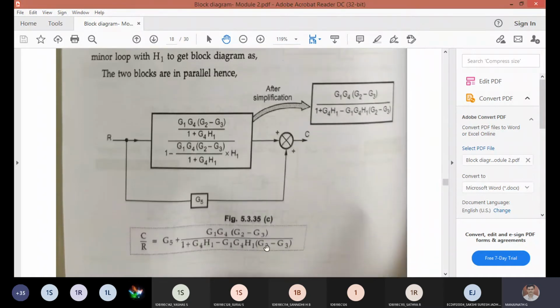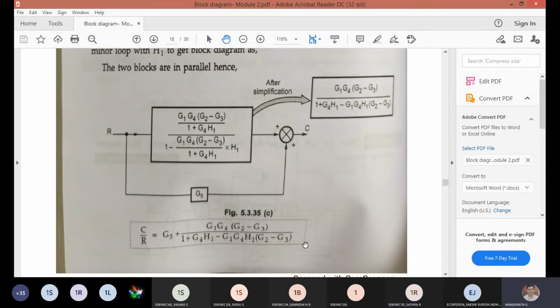Is it matching with others? Everyone? Yes, sir. They can take G5 separately. If you have written it completely with LCM plus G5 in the numerator also, okay, not an issue. So is it fine? You got the logic? Shall I give the next problem? Yes, sir. Okay, so go with this.